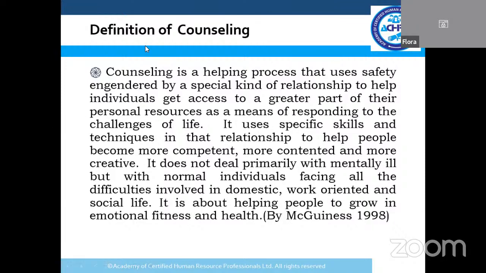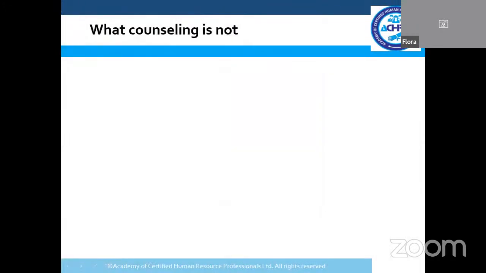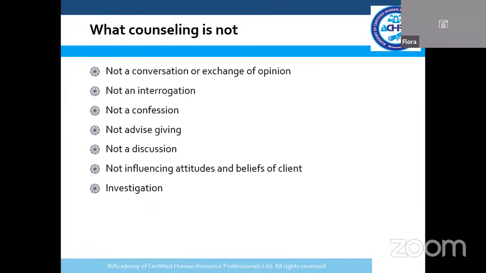I'll go a bit faster because of time. Insecure bosses, lack of career progression. So the problems are that many. I wish we had all the time. Please, if you get a 4 or 5 days training, you come in and you'll be able to listen. You get what the staff are going through. What counseling is not.